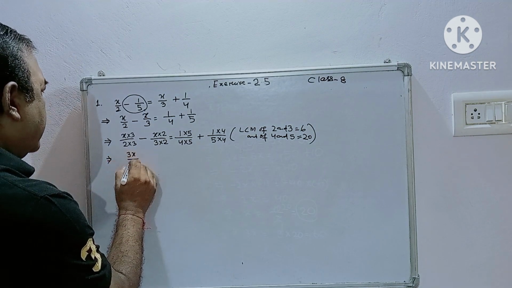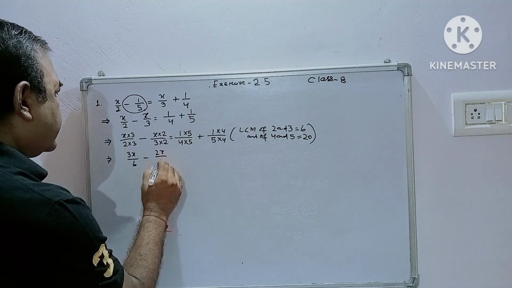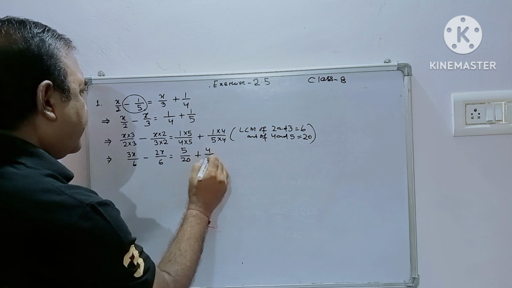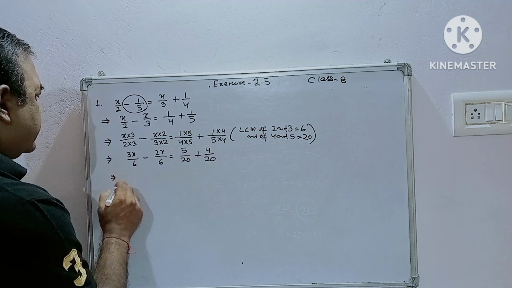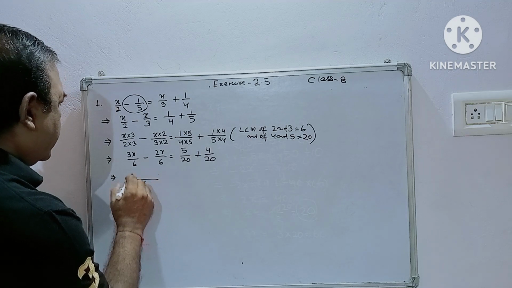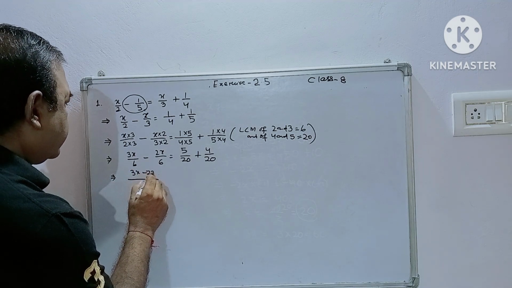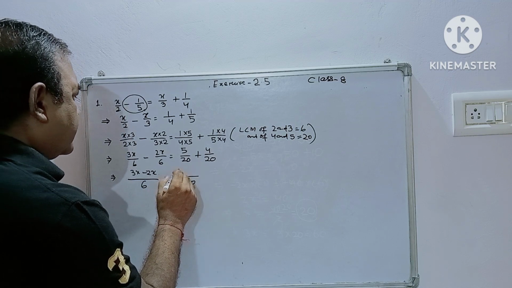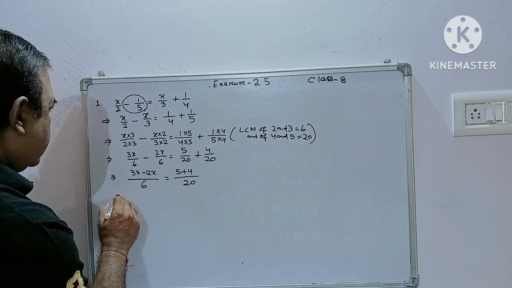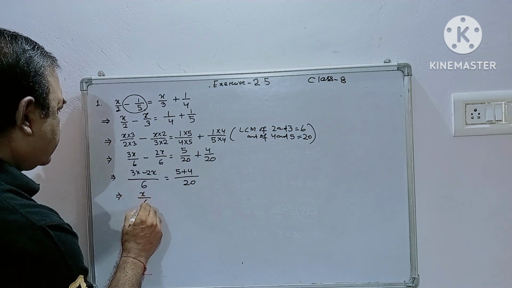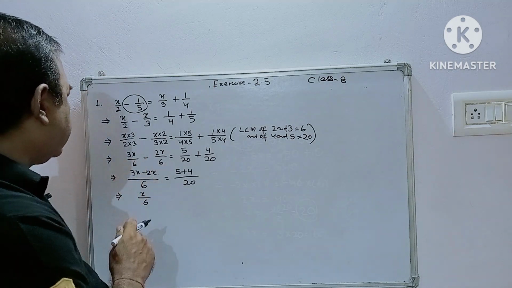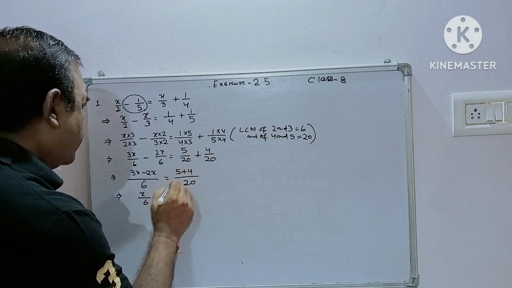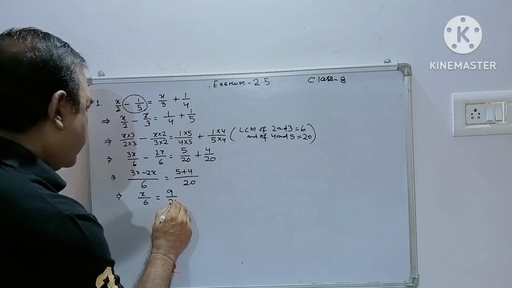So 3x upon 6 minus 2x upon 6 is equal to 5 upon 20 plus 4 upon 20. That implies, you see, 6 is the common denominator. So 3x minus 2x is equal to, the common denominator on the right hand side being 20, 5 plus 4. That implies x upon 6, because 3x minus 2x is x. So x upon 6 is equal to 5 plus 4, that is 9, 9 upon 20.